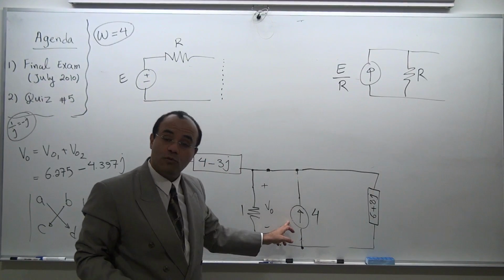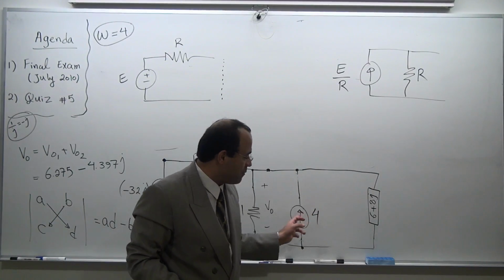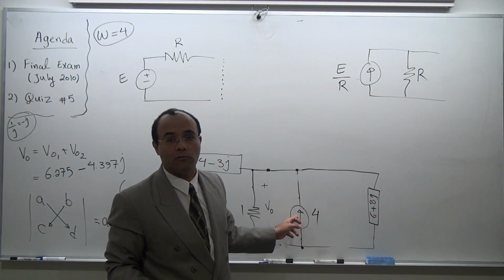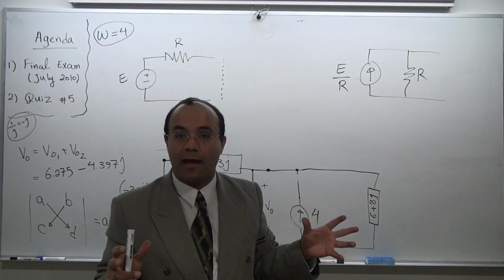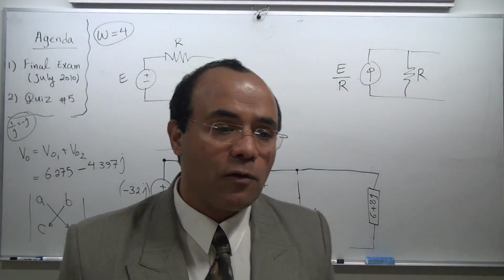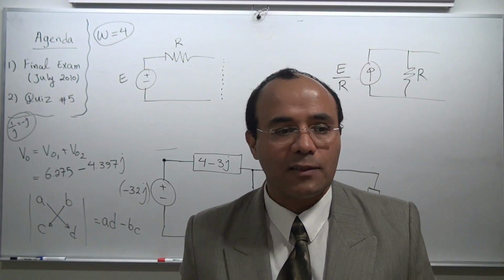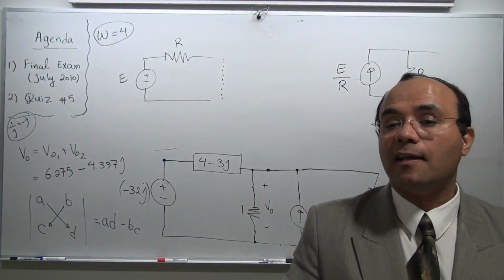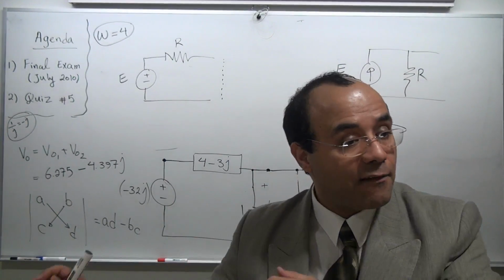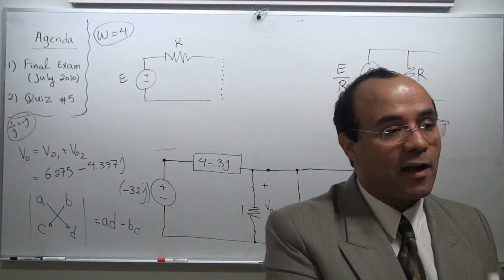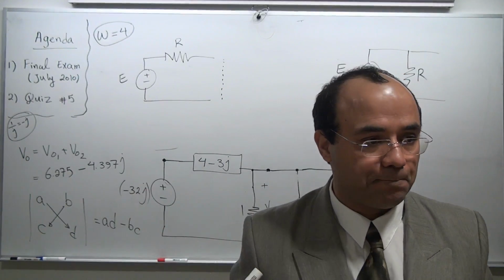Do I want to take this and make it a voltage source and a resistor? No. What's the game plan? The game plan is, I want to do source transformation so that this circuit at the end is a lot easier to handle. If I have everything in parallel, I'm fine. If I have everything in series, I'm fine.